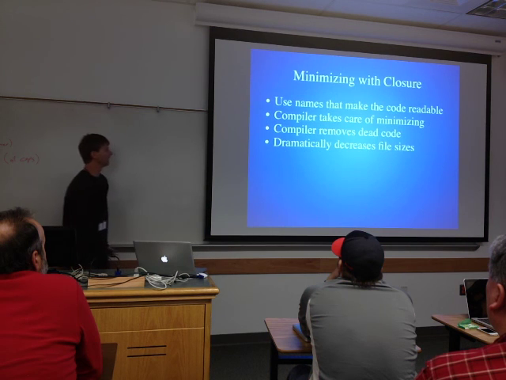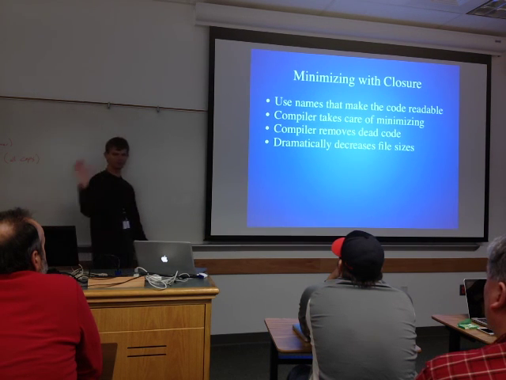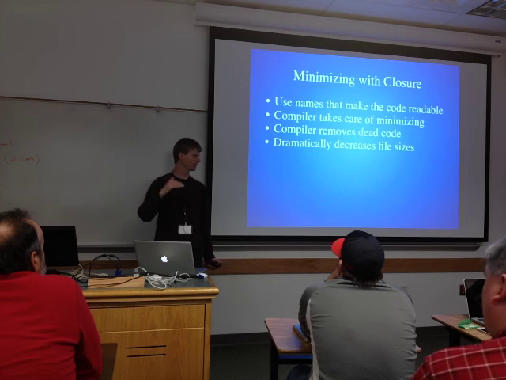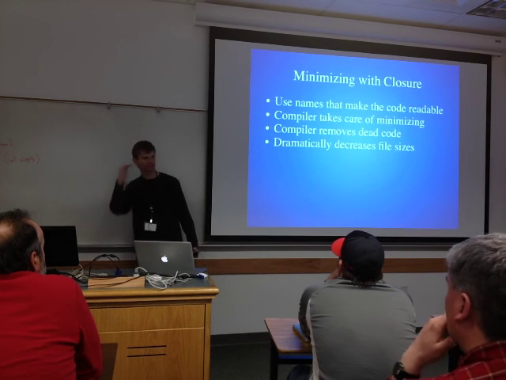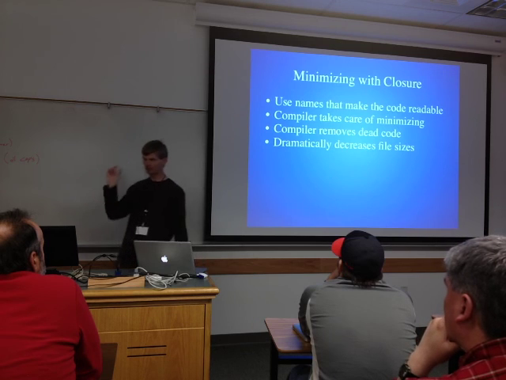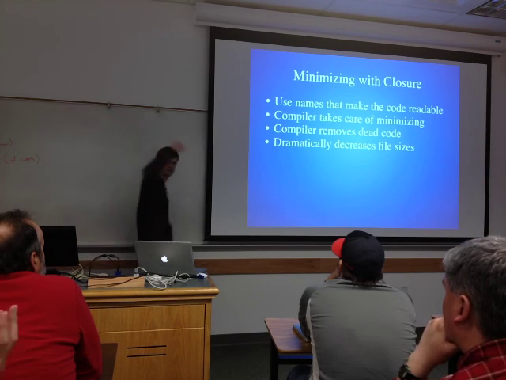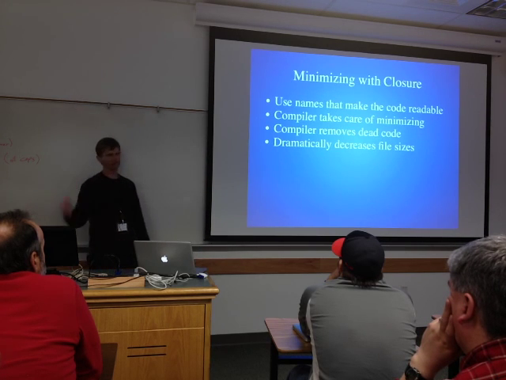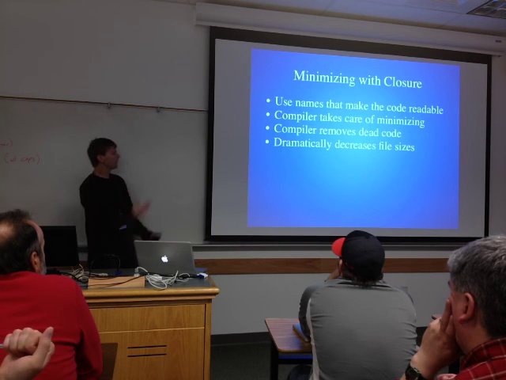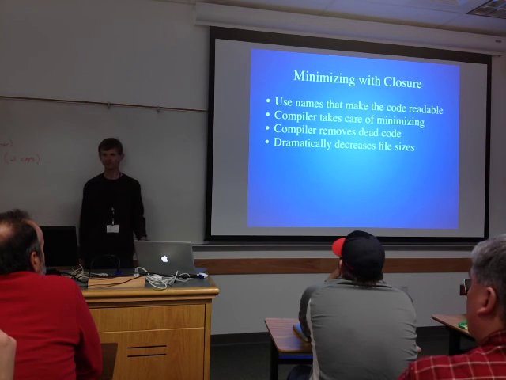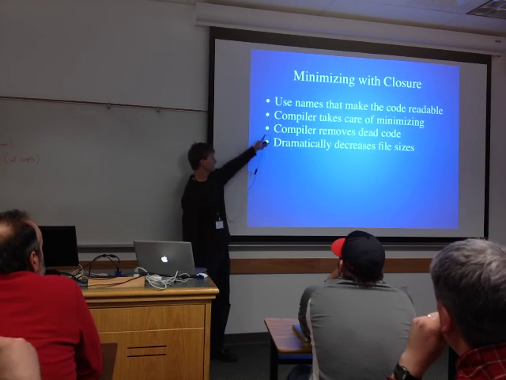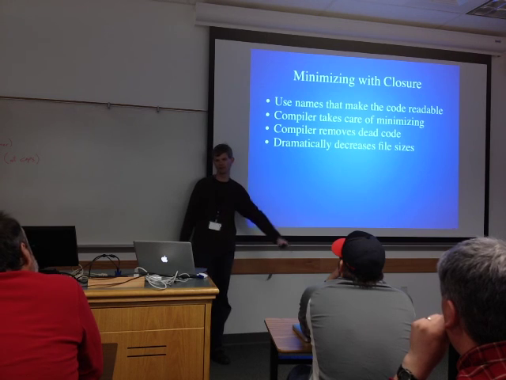So with Closure, you use real names and make the code as readable as you can. The compiler is going to minimize that. There are different levels of how strong you want the minimization to be, but essentially it'll rename all your variables to very, very terse names, as much as it can, single-letter variable names. So what actually gets sent to the client will have very terse names, but when you're reading the code, you can make it a sentence if you need to. The compiler will minimize it, and it not only minimizes it, it actually removes dead code.